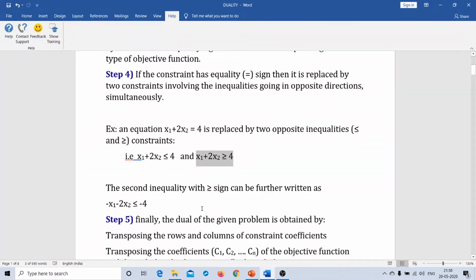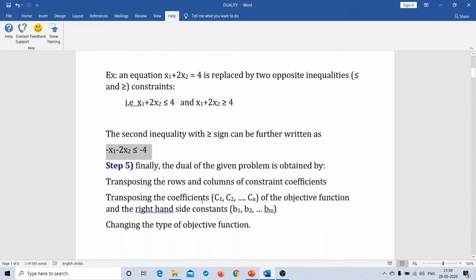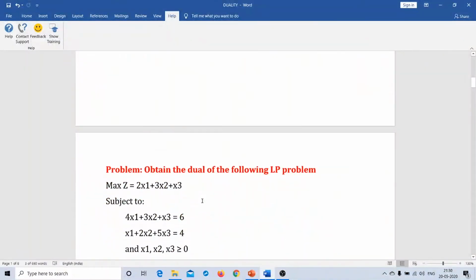Okay, and further, since the objective function is of maximization type, the constraint with greater than or equal to will be converted to a less than or equal to inequality, right? Hence we multiply the entire constraint by minus 1, and this greater than or equal to becomes minus x1 minus 2x2 less than or equal to minus 4. Okay, so let us see how it is with respect to our problem.